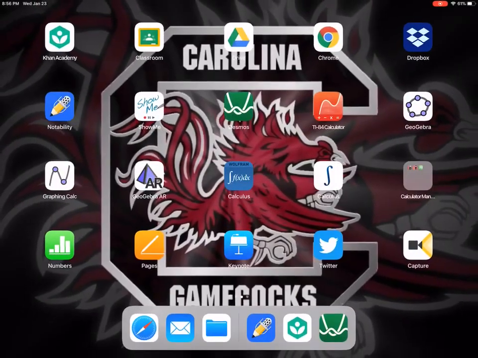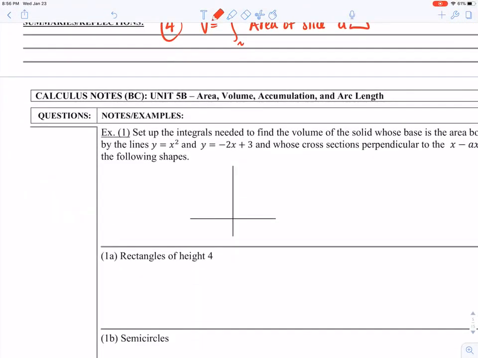Okay, so let's dive into an example. And what I'll tell you is I actually have an open mind and know that we will get to talk about these when I get back.